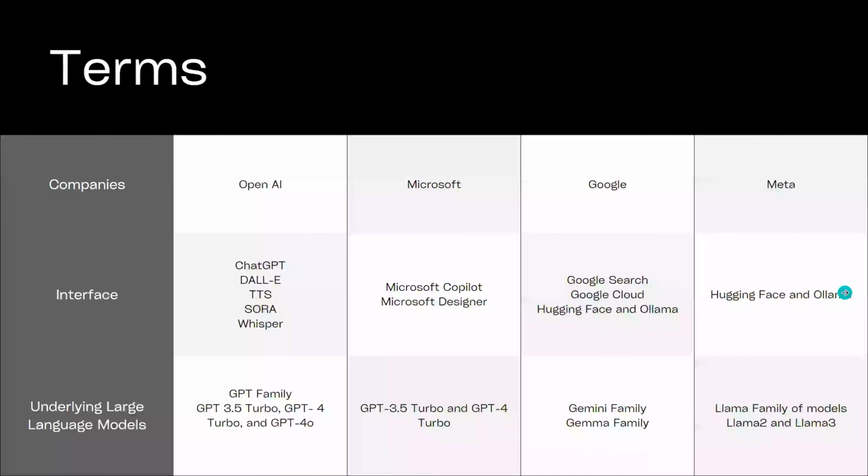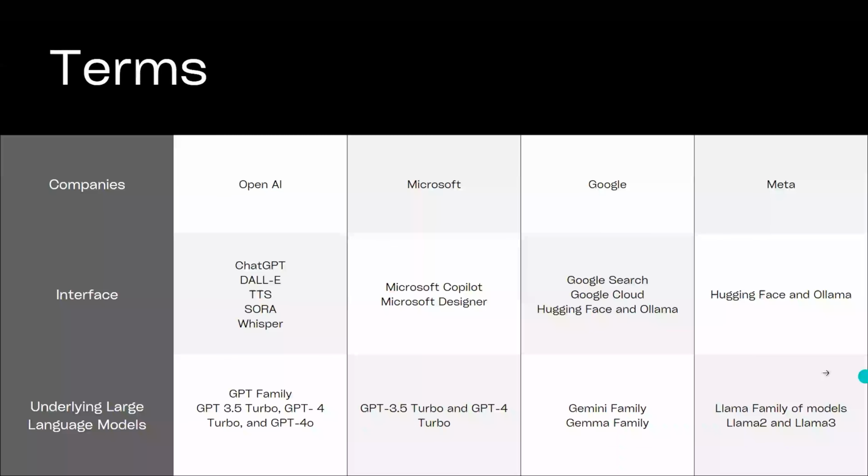So, brief background on AI. There are some terms from companies like OpenAI, Microsoft, Google, and Meta. There are a lot of different ways to access these tools, from ChatGPT, Microsoft Copilot, and Microsoft Designer, which we're actually going to be getting into a little bit later. From Google, you can use Google Search, Google Cloud. There are also things like Hugging Face and Ollama, which will allow you access to these tools. These tools, Hugging Face and Ollama, will also allow you to use different AI tools from Meta. So those are the interfaces.